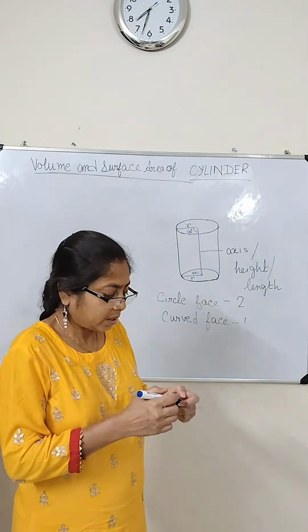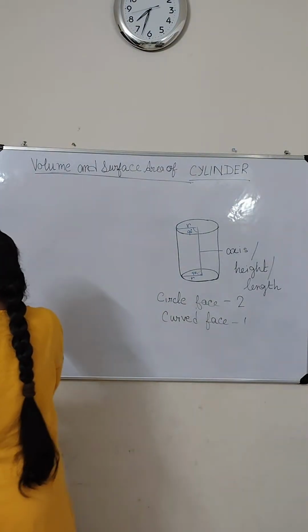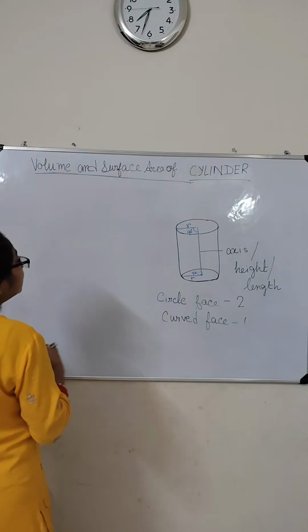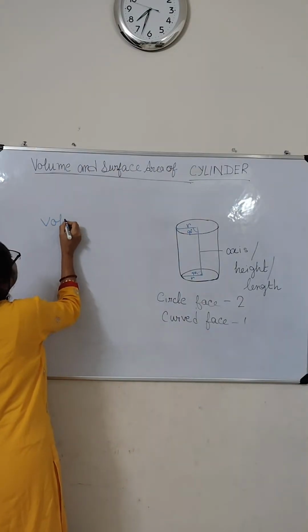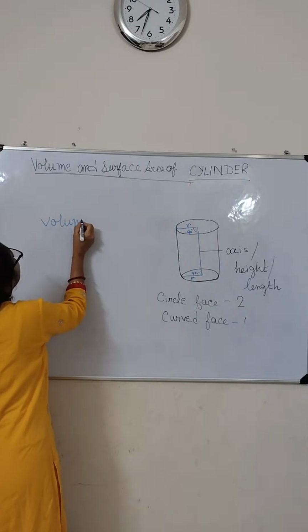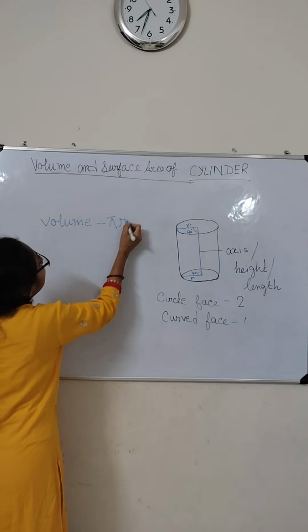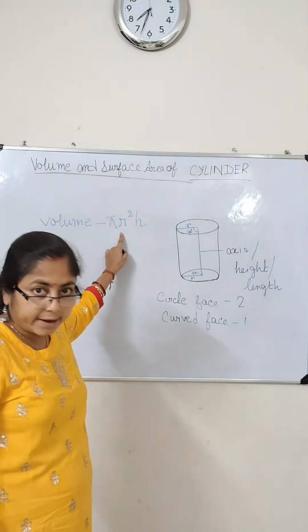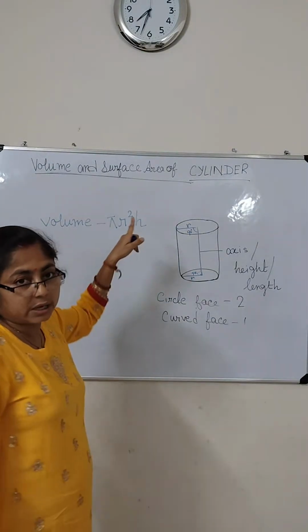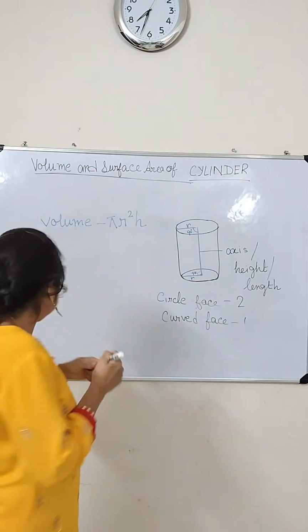Okay. Now I write the formula. Volume is pi r²h. r is the radius and h is the height, or axis or length, anything.